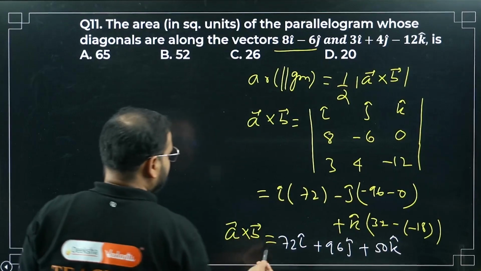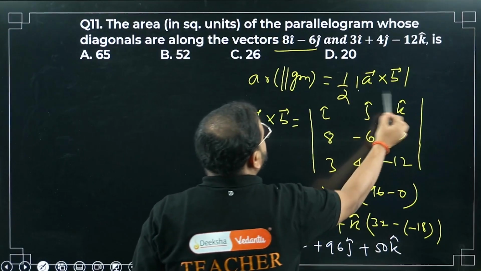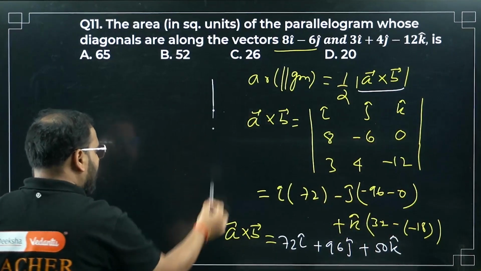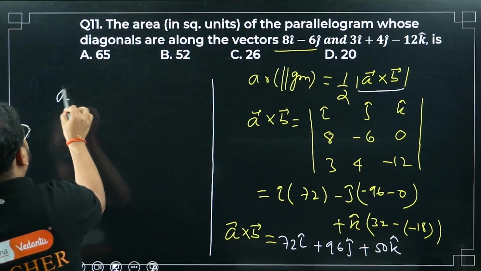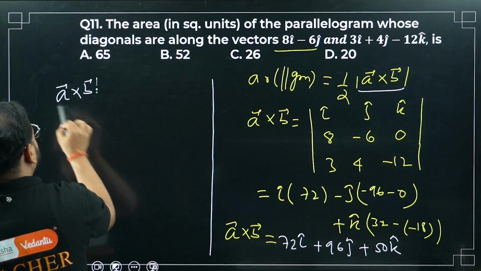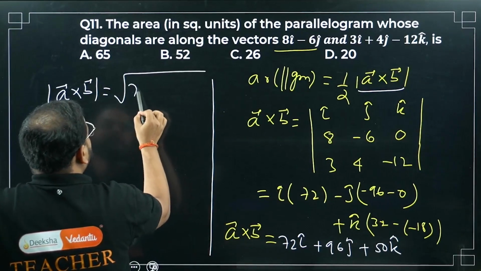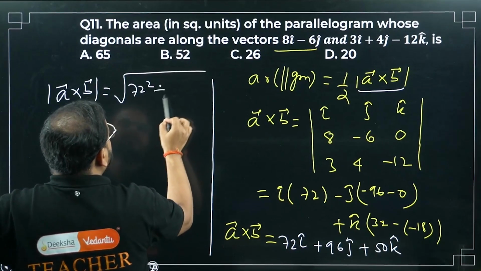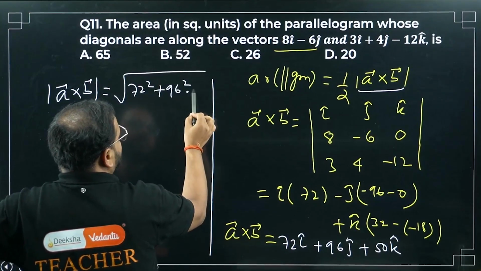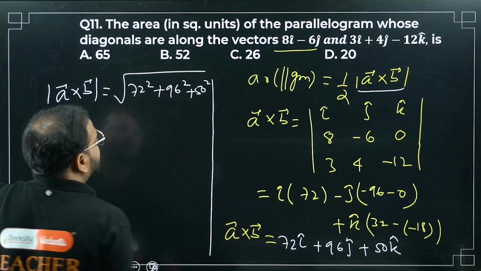Okay, this is my A cross B, but are we looking for A cross B? No, we are looking for the modulus of A cross B. What is that going to be? Tell me here. Root of all the numbers squared: 72 square plus 96 square plus 50 square. We have to do the multiplication.